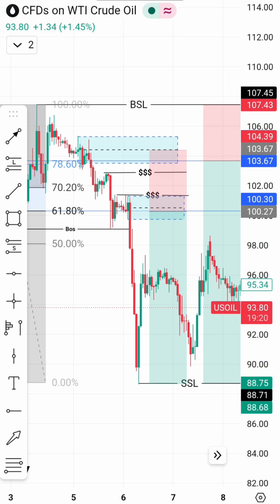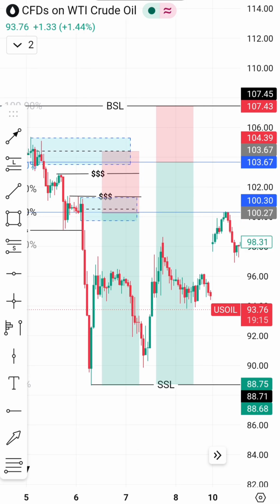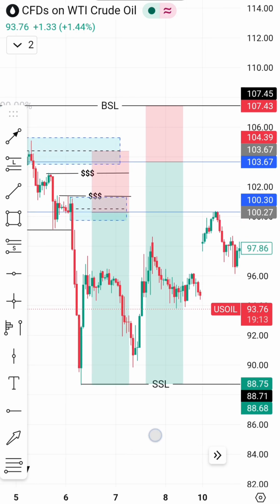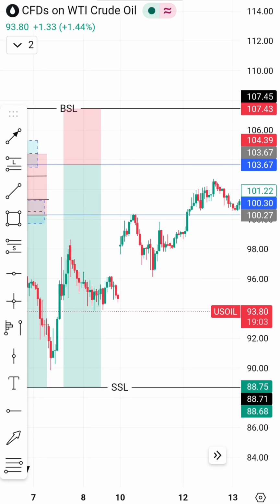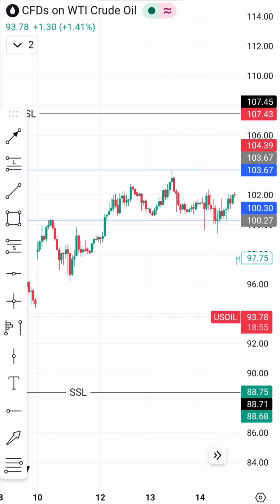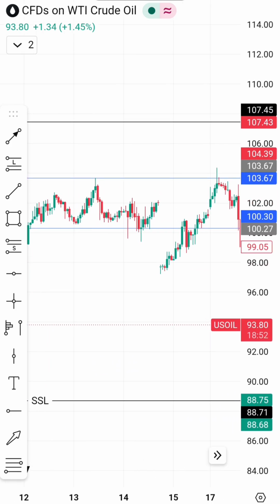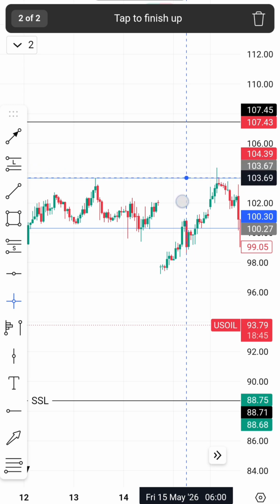The market comes, pulls back, taps the 61 zone. The lower line is the 61, the upper side is the 78. If it touches the upper blue line, we are out of the trade. You see, tap, we are out. This was the 61 and this was the 78. So the first trade is done.